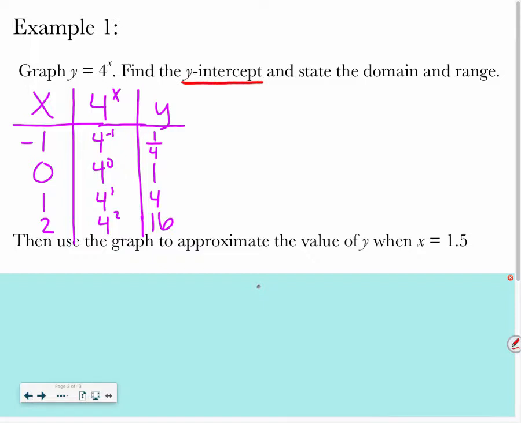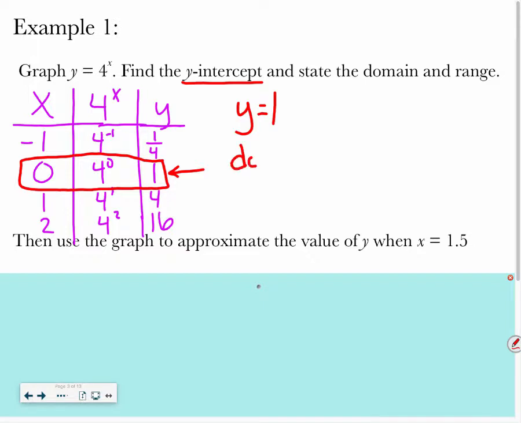but I want to know what my y-intercept is going to be. So remember, the y-intercept is where it crosses the y-axis, so it's when x equals 0. So when I plugged 0 into my equation, I plugged 0 in for x, I got a 1 out. So my y-intercept occurs at 1.